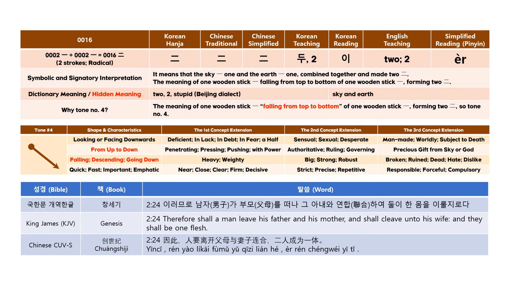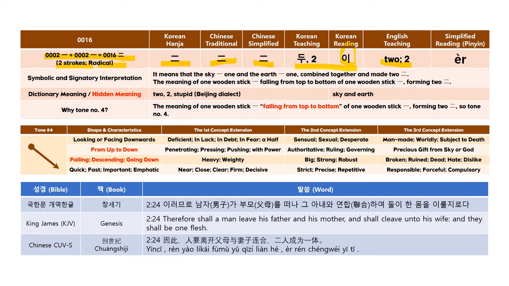This character is two strokes, one of the radicals in Korean Hanja, Chinese traditional and simplified, all the same shape. It's a combination of two characters we have already learned. In the Korean language, we teach 이, 2 means 2, and 이 is the Korean pronunciation of this character.